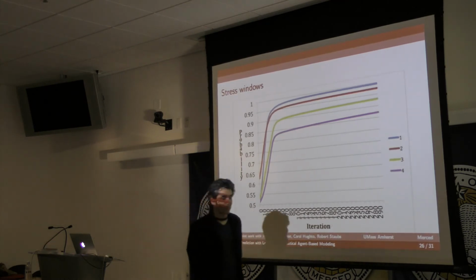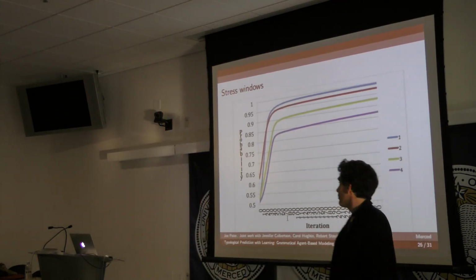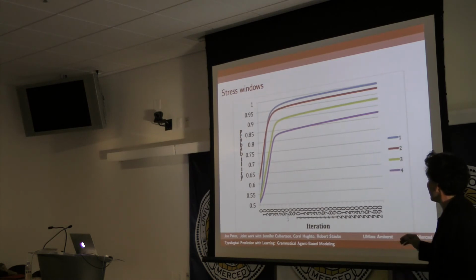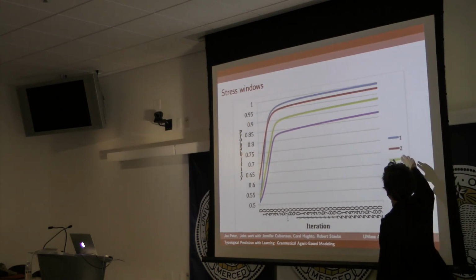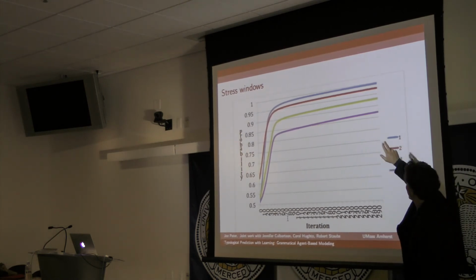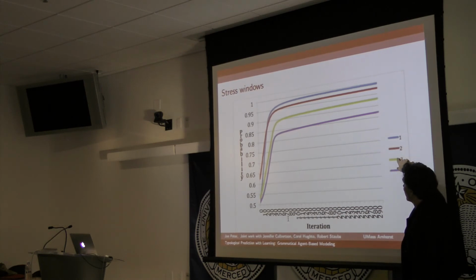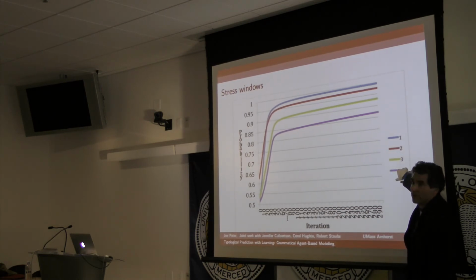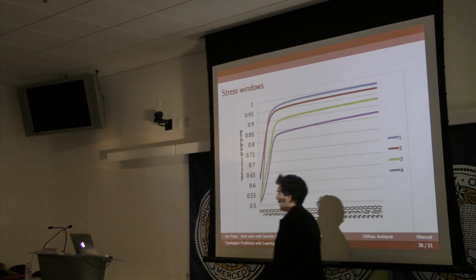So that's how I'm measuring accuracy. And yeah, probably not surprising at this point, stress on one edge is a little easier than a 2-syllable window. 3-syllable windows are harder than those, and 4-syllable windows are the hardest.